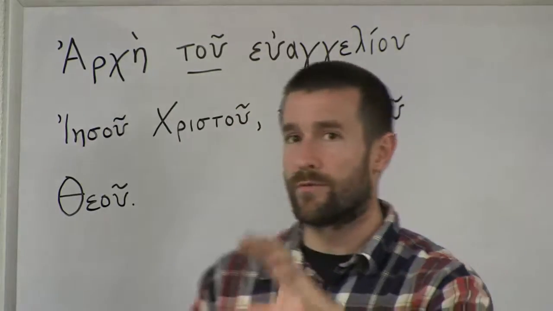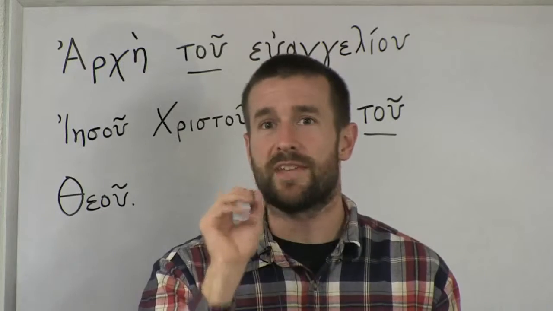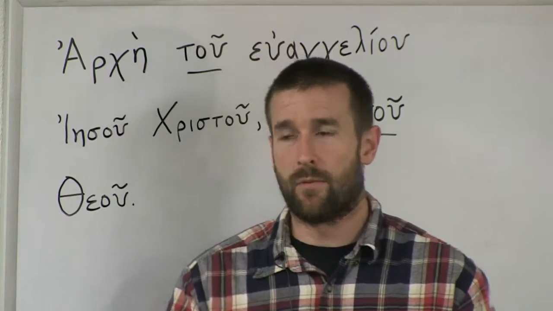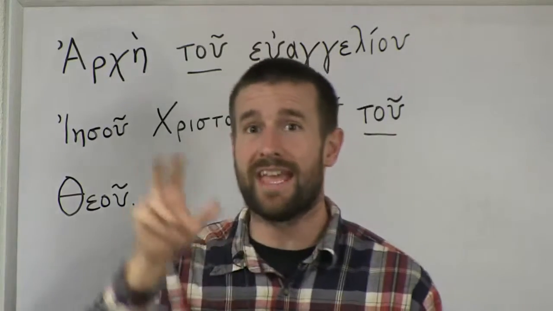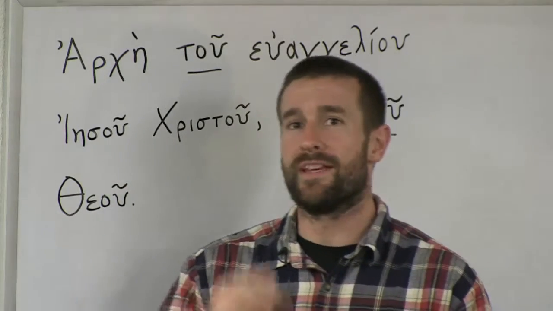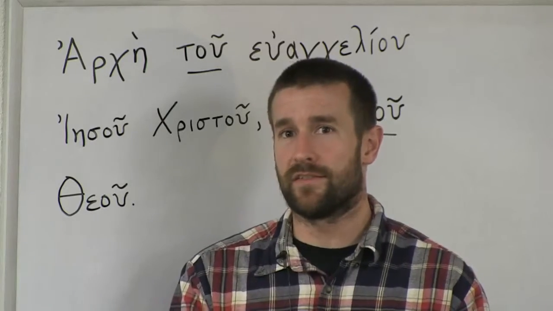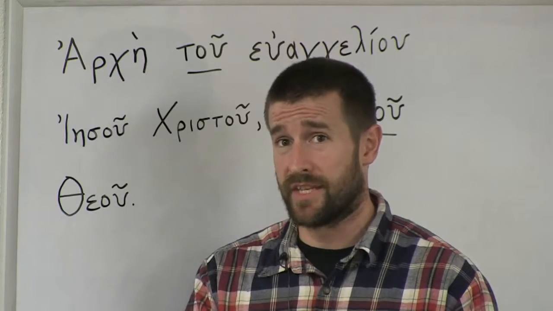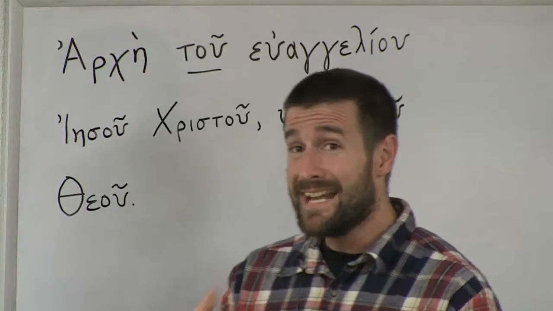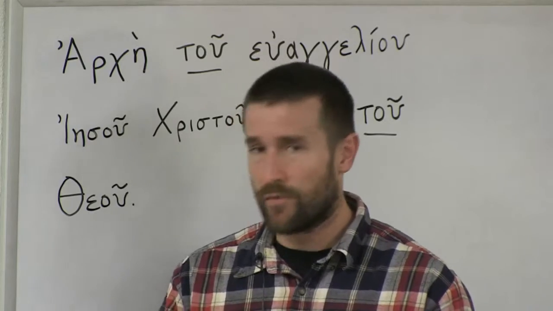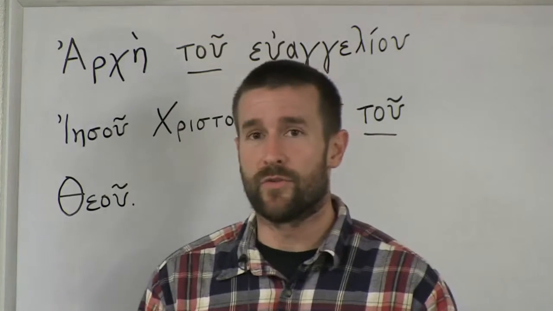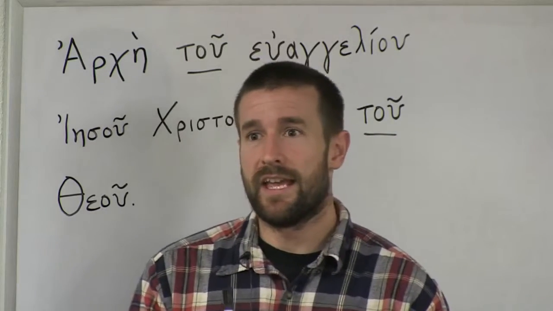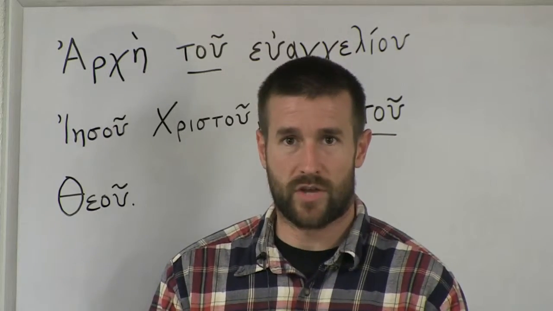Okay, let's just do a quick review of those cases. The nominative case is when a noun or pronoun is the subject of the sentence. And when we say the subject, we mean it's the one who's doing the action. So the nominative case is the subject of the sentence. The accusative case is the direct object of the sentence. The dative case is the indirect object, and we went over this in detail in the other two verses that we did. But the genitive case is one that shows possession.